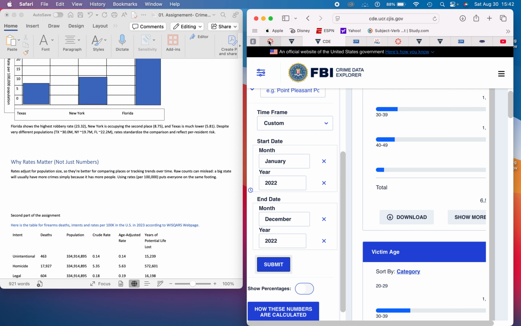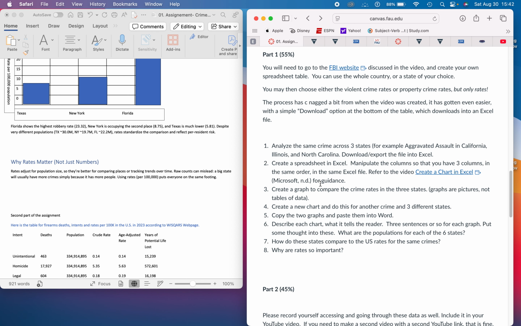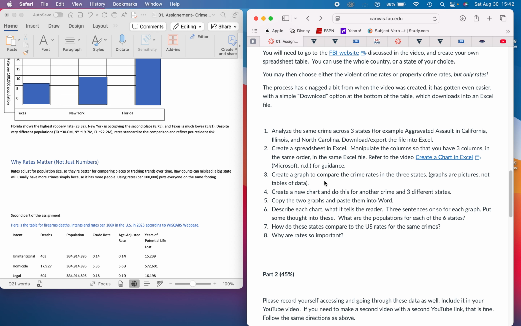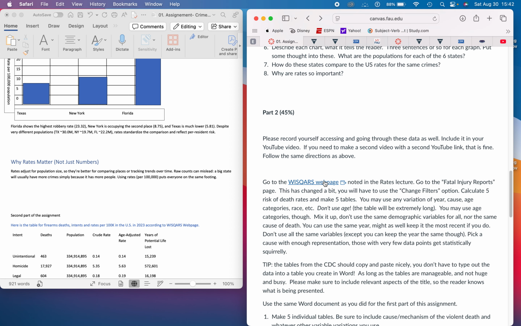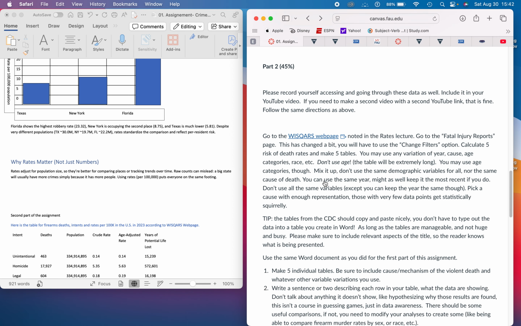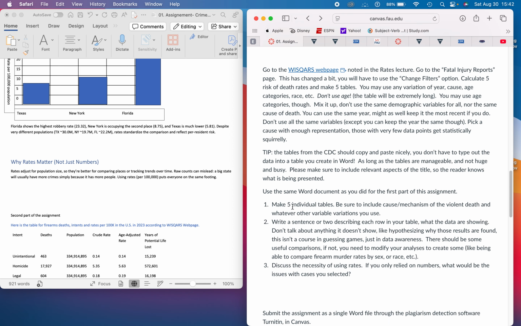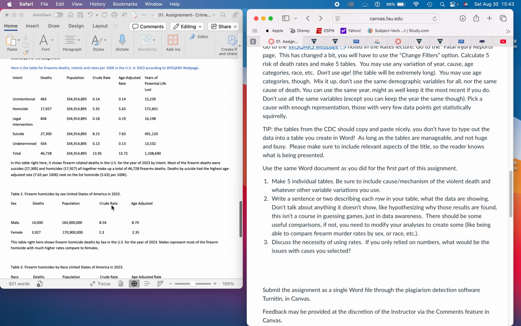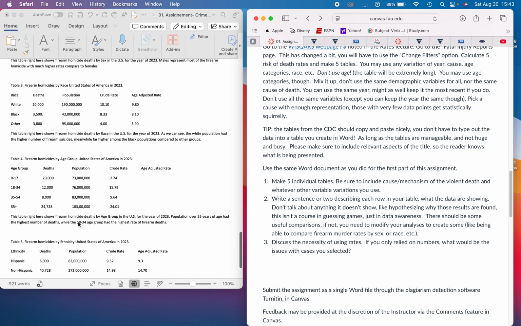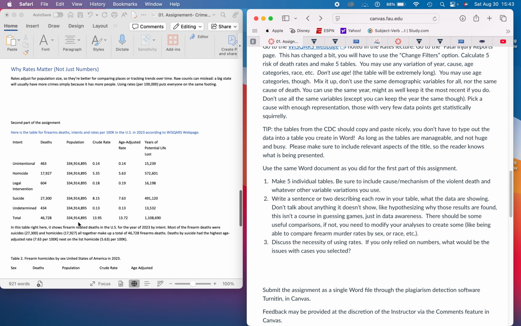All right, and we have another part of this exercise presentation, which is part two. What the instructors want us to do is make 5 individual tables and be sure to enclose cause and mechanism for the violent death and whatever other variable variation you use. Okay, so we're gonna go in the tables. As you can see, I have 5. 1, 2, 3, 4, 5. So we're gonna go with the first one for now.